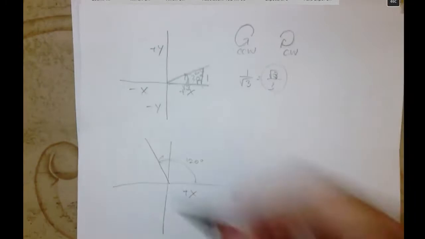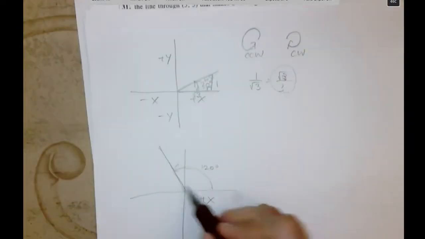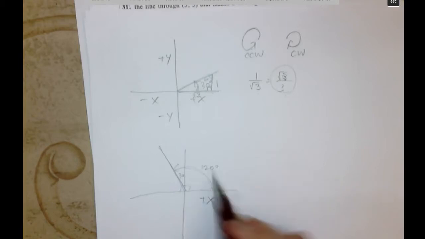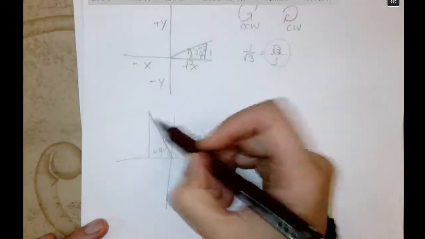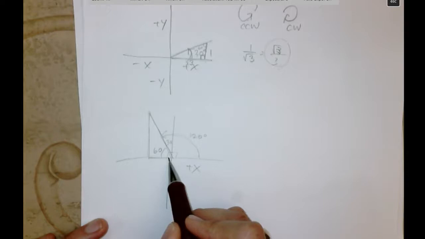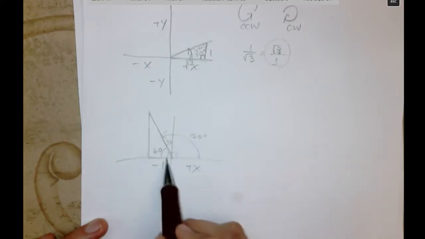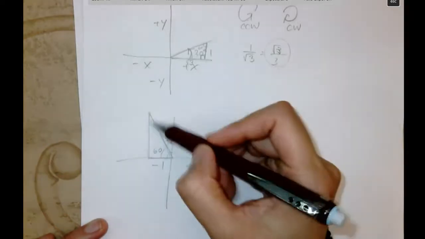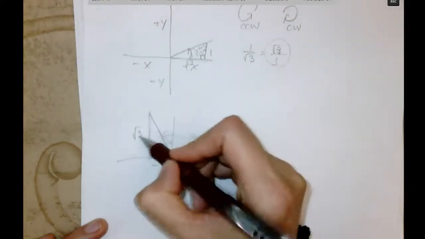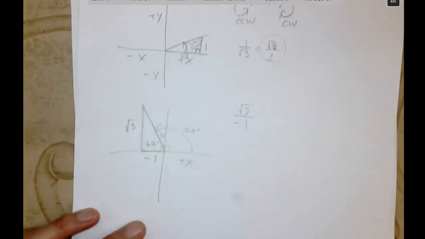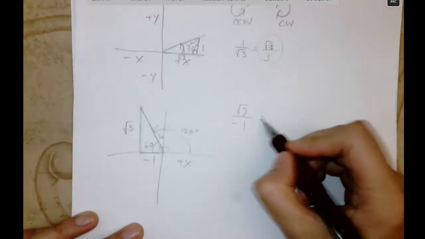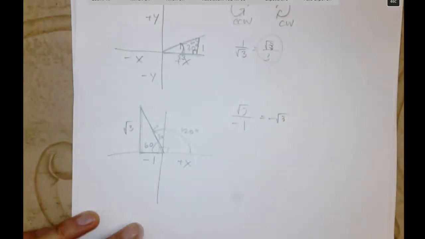You have to get the slope of this line, and these are 90 degrees. This is 30, right? 120 minus 90 is 30, so this is 60. That means this is the long leg and this is the short leg. So this is going to be -1, because it goes -1 and then goes up in positive y, so it's √3. The slope is rise over run, so the rise is √3 and the run is -1. So the slope is -√3 for this one.